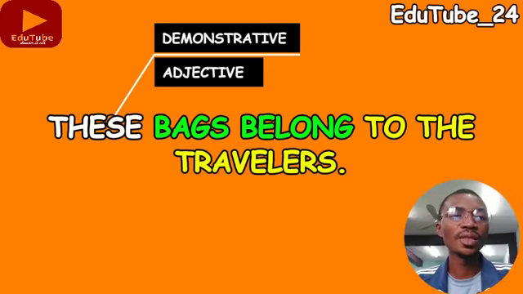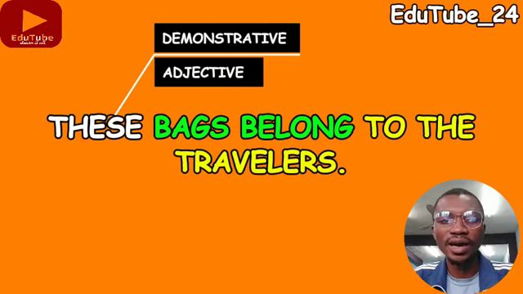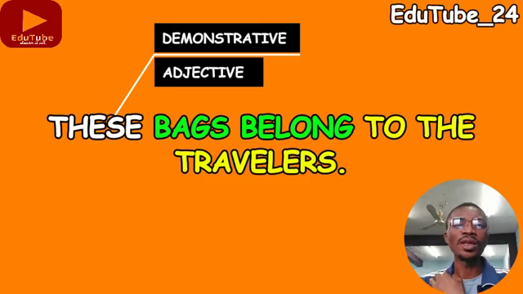These bags belong to the travelers. That's the second example. These bags. These come right before bags, so that makes it an adjective, a demonstrative adjective. These bags belong to the travelers. A plural noun, bags, and a plural verb, belong. These bags belong to the travelers.